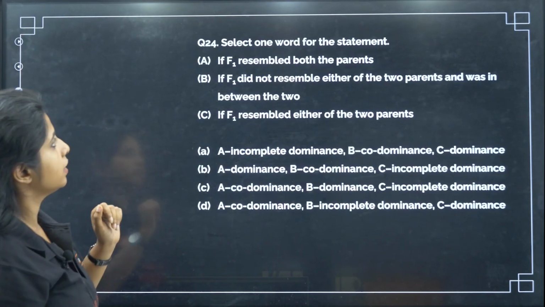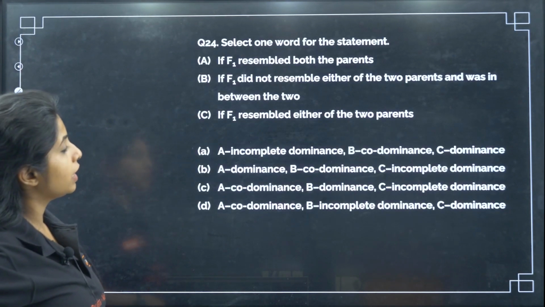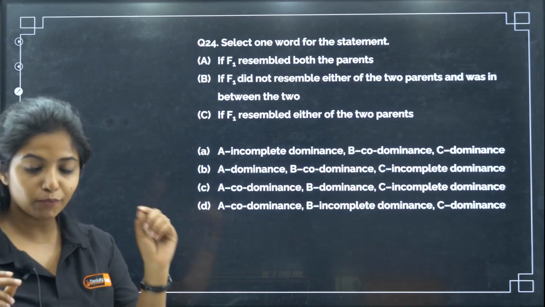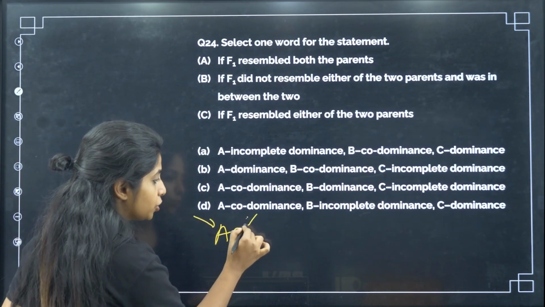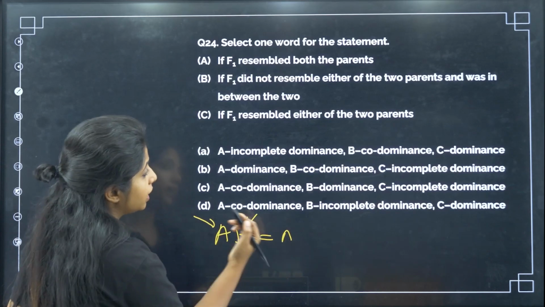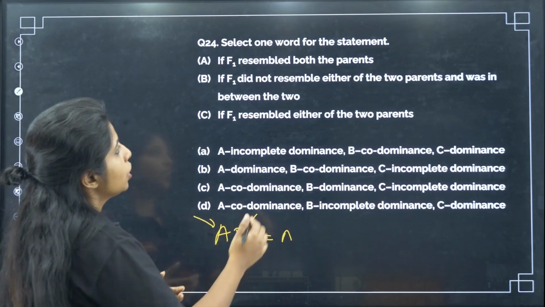Now, going ahead, select one word for this statement. If F1 resembled both the parents, that means probably A and B blood group, A and B both are equally there, which is why I get AB blood group, right? They are codominant. I will call this codominance.